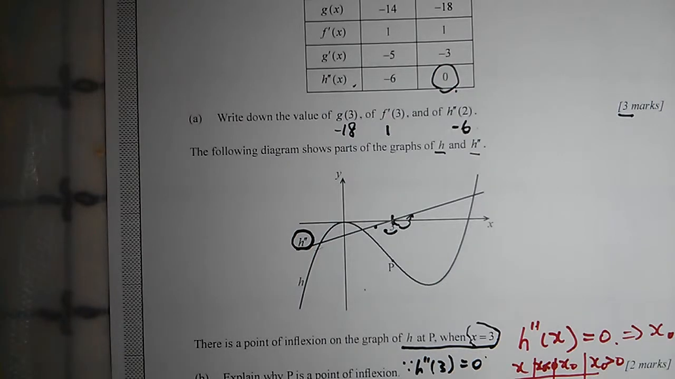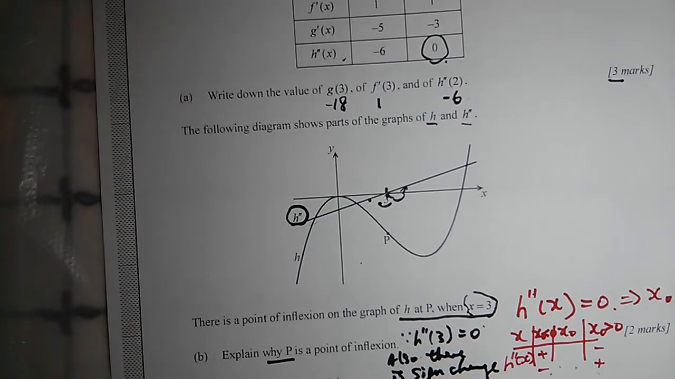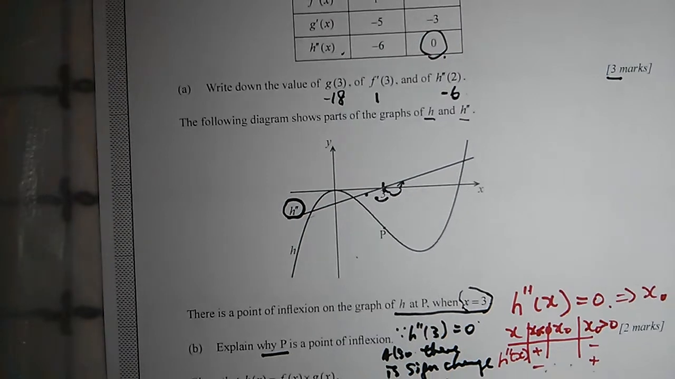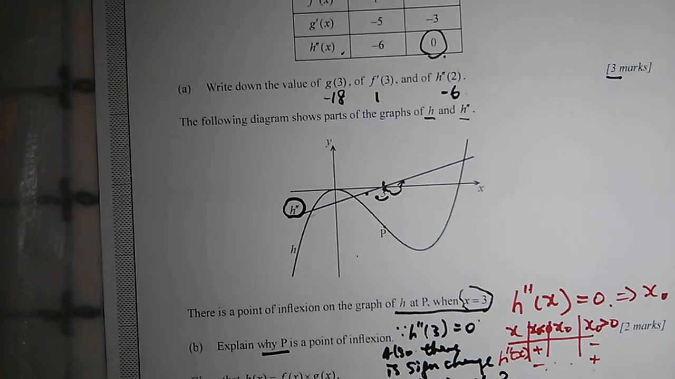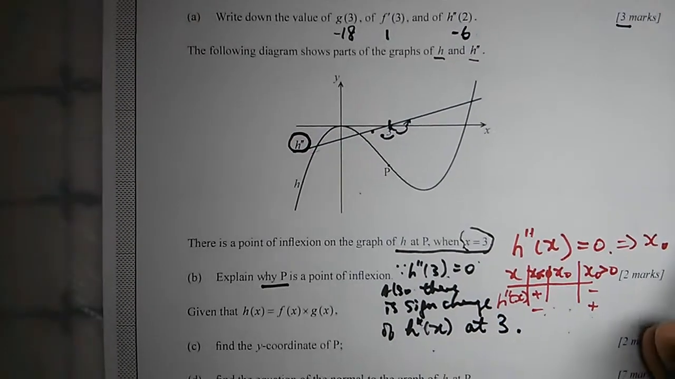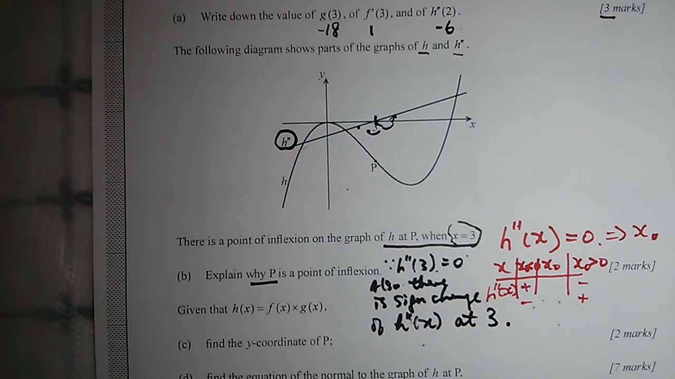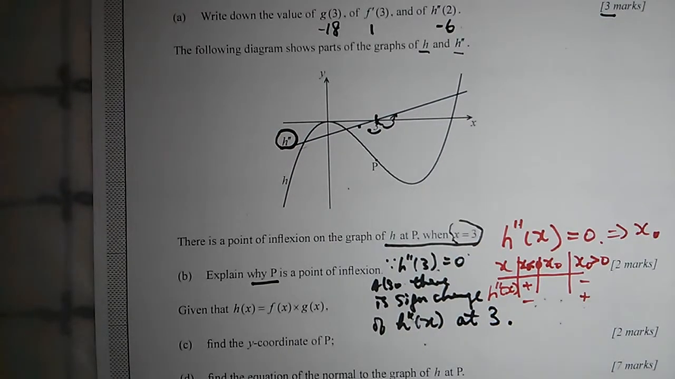Also, there is a sign change of the double dash at 3. And that's it. 1 mark, 2 marks. That shows that P is a point of inflection. That's it. No calculation still. Nothing is done.